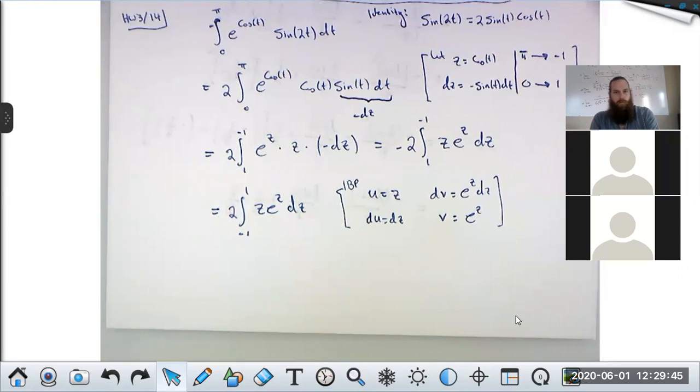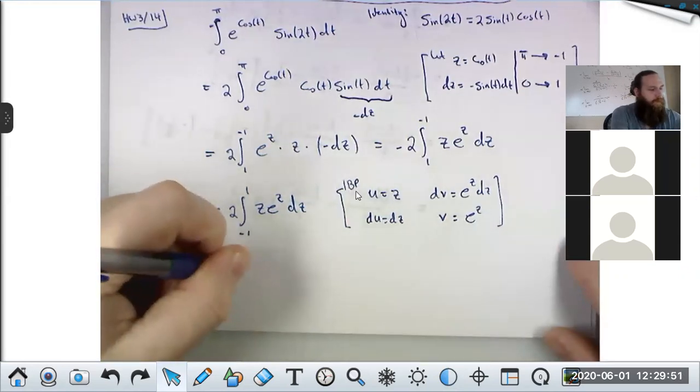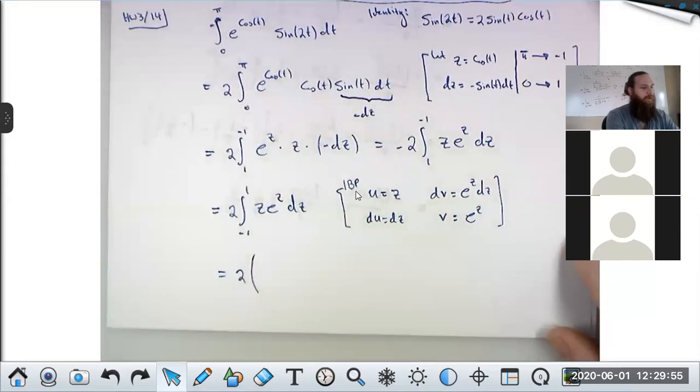Yes, exactly, yep. So I need to remember to open up a big parentheses. That 2 is going to have to get distributed to everybody. u times v is z times e to the z.